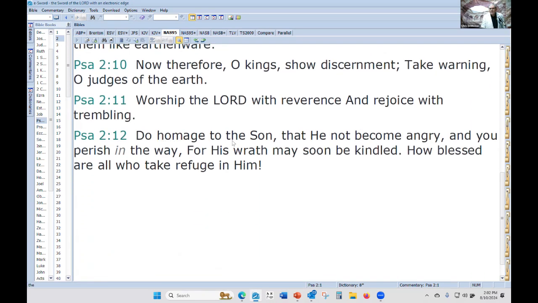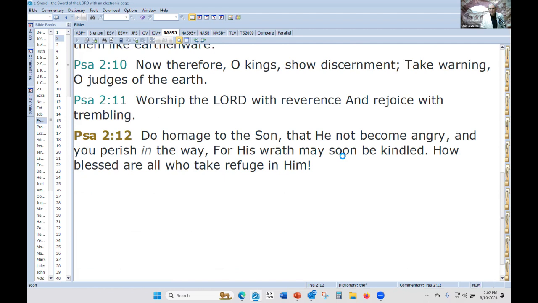Do homage to the Son, that he not become angry and you perish in the way, for his wrath may be soon kindled. How blessed are those who take refuge in him. Worship Yahweh with reverence and rejoice in trembling. Do homage to the Son. Other translations say, honor the Son, that he not become angry. He was quoting Psalm 2 about himself being the Son of God.